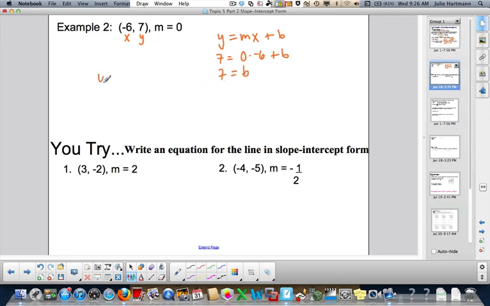So when we write our equation, y equals 0x plus 7, or we could say y equals 7. Either one is correct, okay? Typically, this is what you would see, but if you want to write in the 0x, that is fine. Okay? So you did 2 examples. Now it's your turn. Pause the video, try those, and then we'll go on to the next thing.